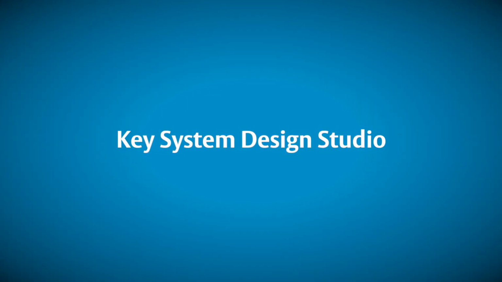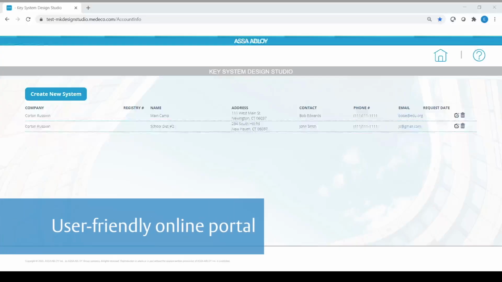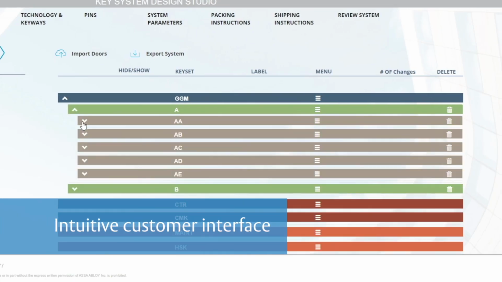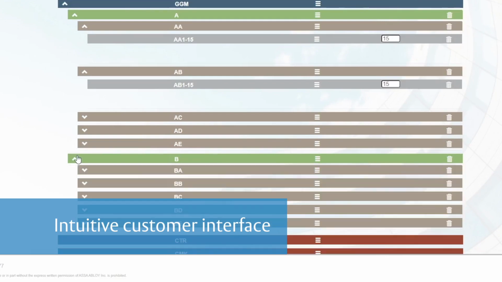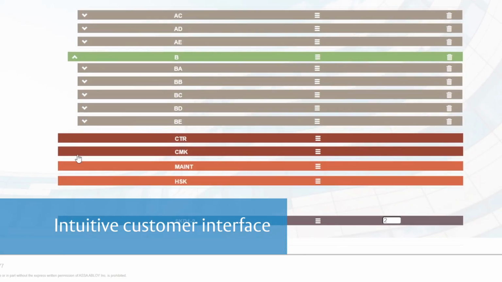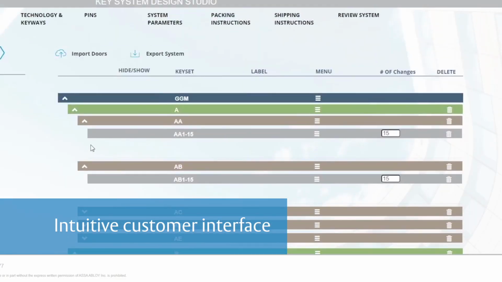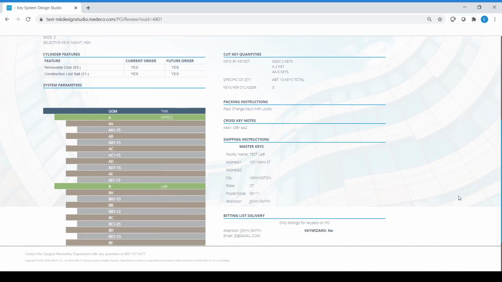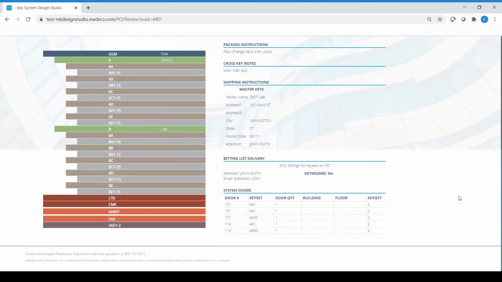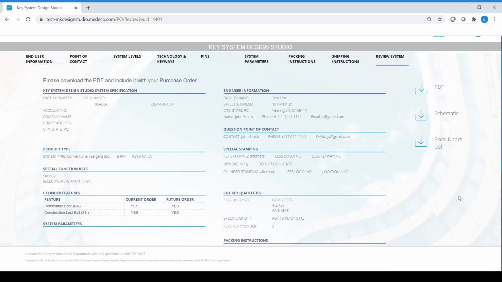The ASSA ABLOY Key System Design Studio is a user-friendly online portal that walks the user through each phase of creating a new master key system. With an intuitive customer interface and enhanced features, the Key System Design Studio eliminates missing information, speeding up system creation and order processing. The system asks the user to answer specific questions about the new system's parameters and functionality, ensuring that all required information is captured and that the system created is optimized for the customer's needs.